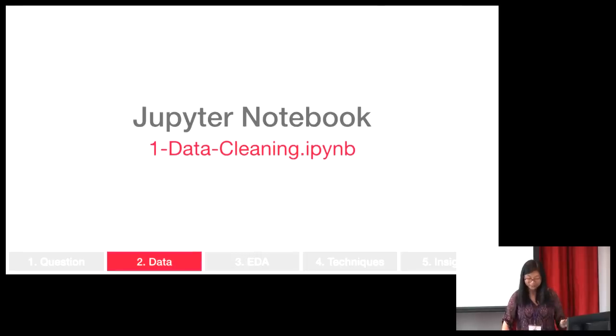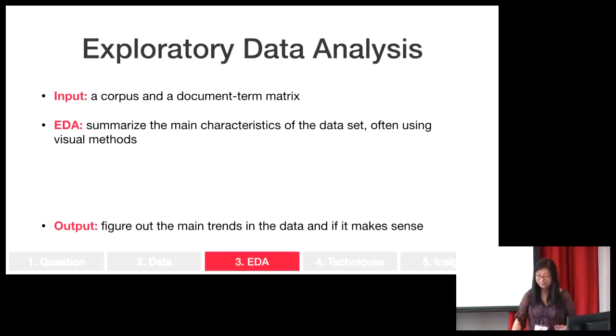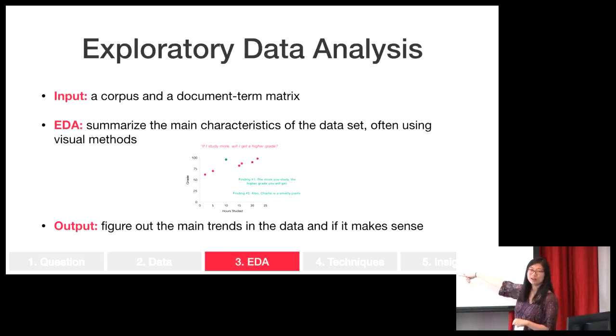Okay, so we've cleaned our data. So the next step is EDA. And for EDA, the input into this step is your text in some standard format. So again, we've created our corpus and our document term matrix. And then the goal for EDA is to summarize the main characteristics of the data, preferably in a visual way. If you remember from our simple example, that's when we created the scatter plot, and we were like, okay, there's definitely a positive correlation, and also we see an outlier. And then the output of this section is just to see if our data makes sense or not.